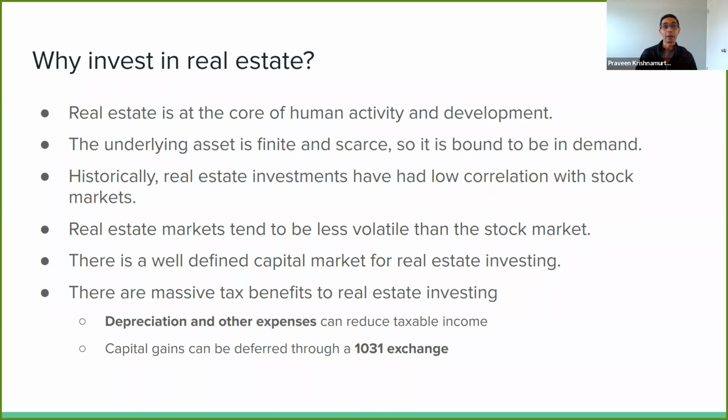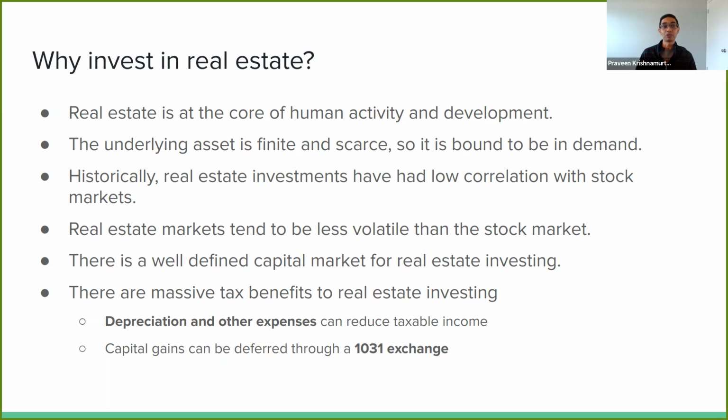There's also a well-defined capital market for real estate investing. What this means is that there are various types of loans: traditional loans, bridge loans, construction loans. It's a regulated space. Compare this with something like buying a piece of art or royalties, where the market is not as established. The space is not as mature. It's very niche. So having a very mature space and a lot of financial infrastructure works in your favor.